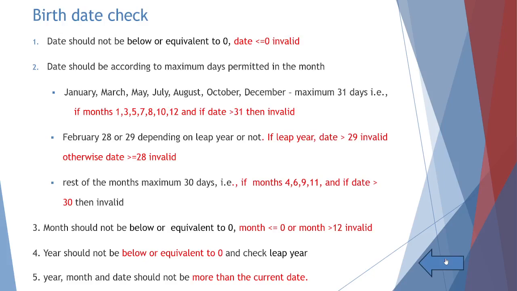Now, third point, we think about month. Month cannot be less than or equal to 0, or month cannot be greater than 12. These two. Year should not be below or equivalent to 0, and check for leap year. So these are regarding year. And the last one, year, month and date should not be more than the current date.